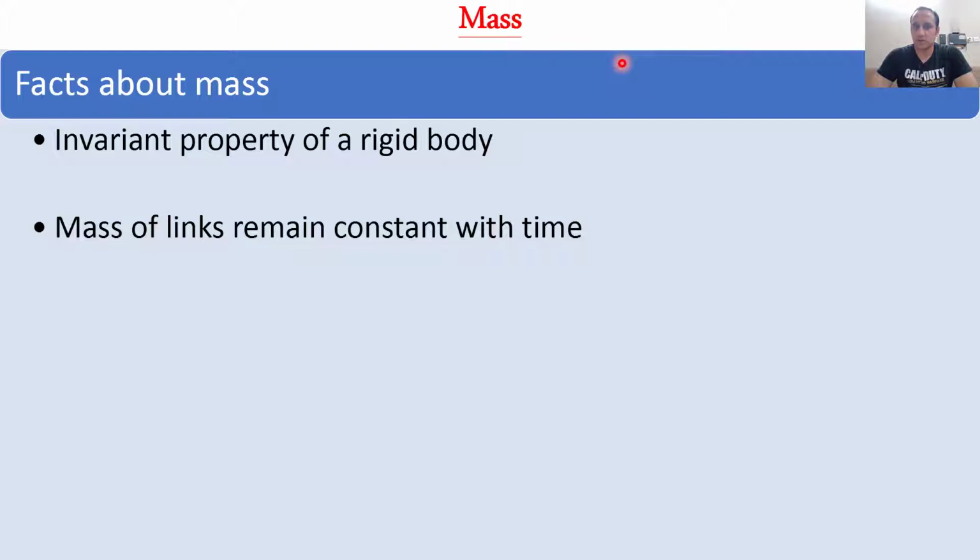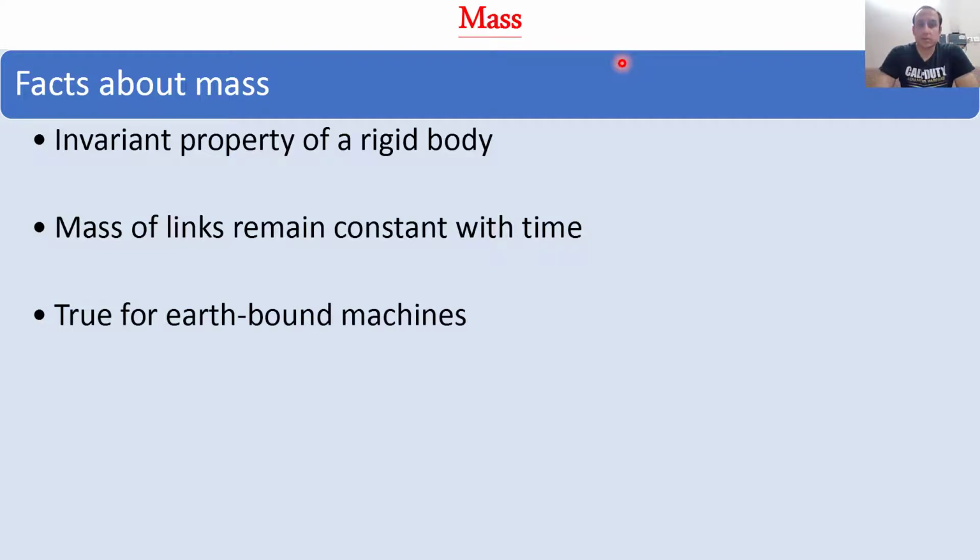We did the same while discussing Newton's second law of motion. When we were trying to get the time rate of change of momentum, we put the mass constant, and then we took the time rate of change of velocity in order to get the time rate of change of momentum.